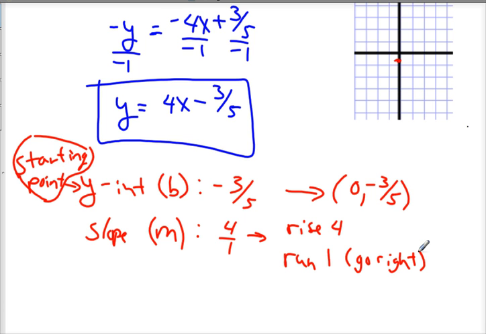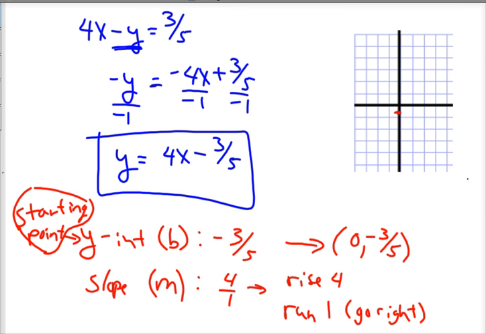So from this point here, I'm going to count up 4 and 1 right. So I got 1, 2, 3, right about there, 4, and then 1 right. And there's my other point. So I started here, I went to here. I could do it again. I could go up another 1, 2, 3, 4, and 1 right. And that should be on the same line. And then just draw a line through those points there. That's how you graph using slope and y-intercept.